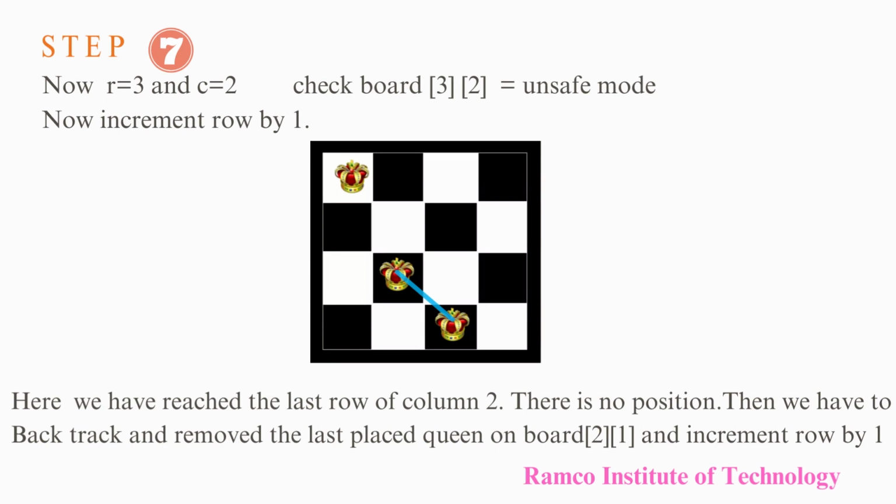In step 7, R equals 3 and C is 2. So check the 3 and 2 position. It is unsafe mode because two queens are in the same diagonal. Here we have reached the last value, 3, and there is no position. So we have to backtrack and remove the last placed queen at the 2 and 1 position. It can be done in step 3. And we will increment the row value by 1. It is also shown in the figure.